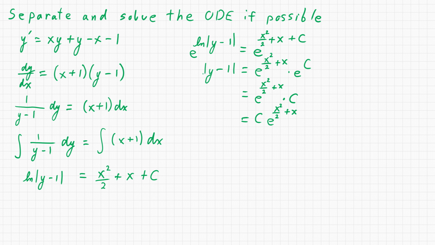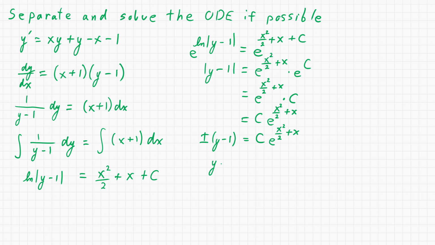So what I want to do, though, is I can also get rid of that. It ends up being positive if y is greater than 1, or it's negative this quantity if y is less than 1, and it's 0 if y is 1. So we're just going to write plus or minus y minus 1 equals c e to the x squared over 2 plus x. And again, we can absorb this plus minus into that constant of integration.